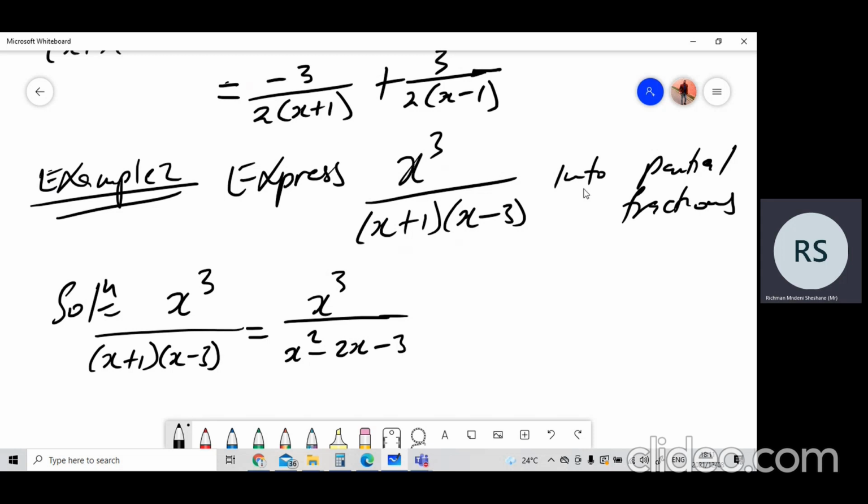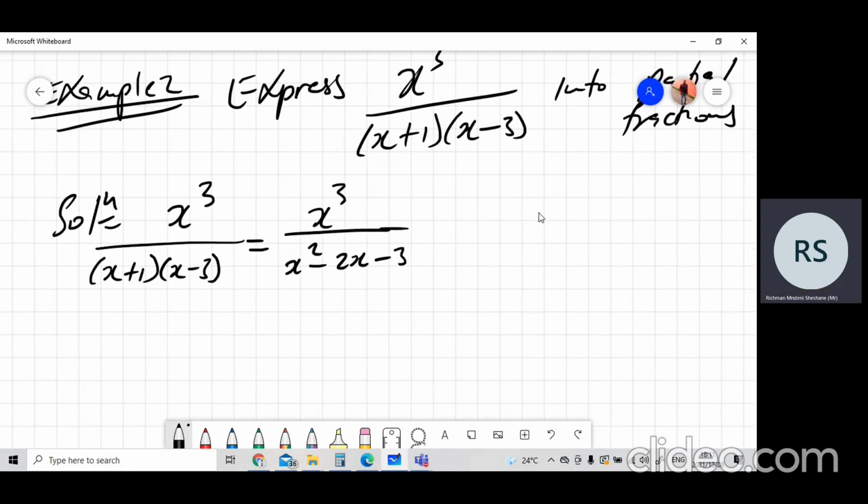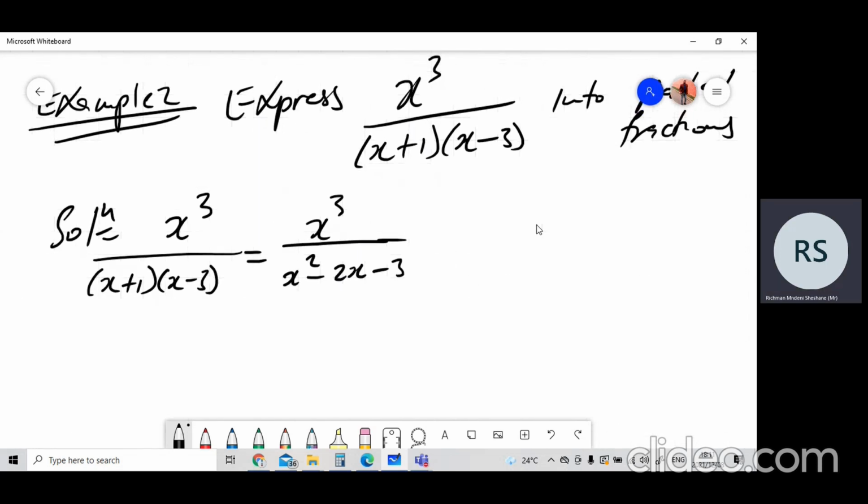Okay, let's use a long division to do this. So what we're saying here, we're saying x to the power of 3 is divided by x squared minus 2x minus 3. Okay, so we're dividing the expression using the long division.